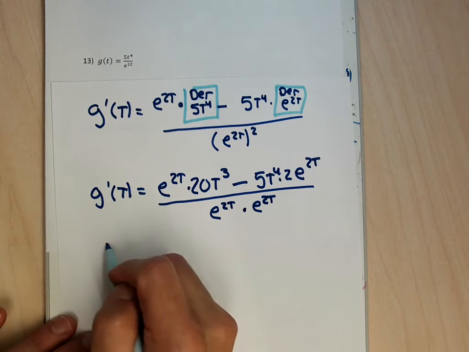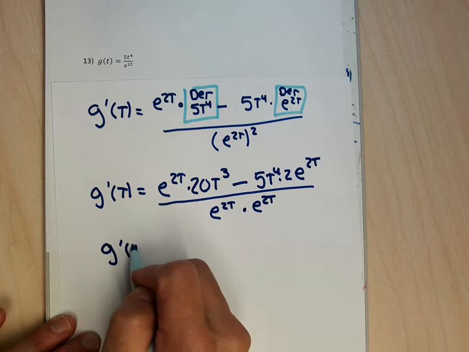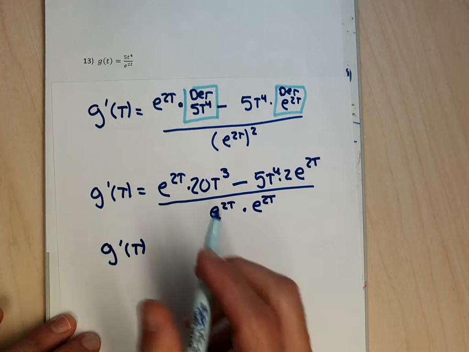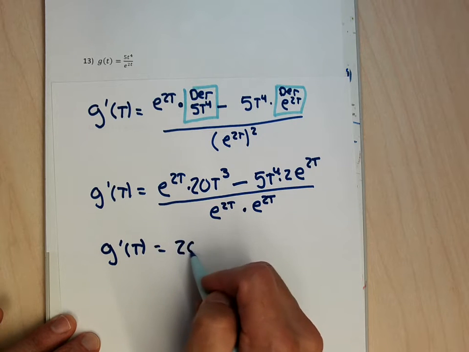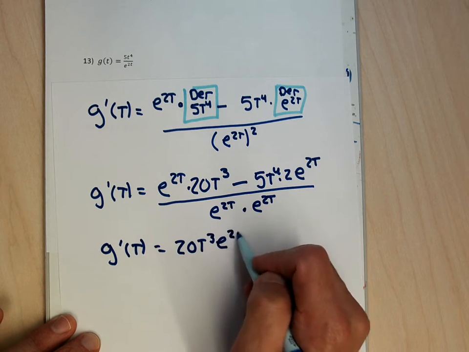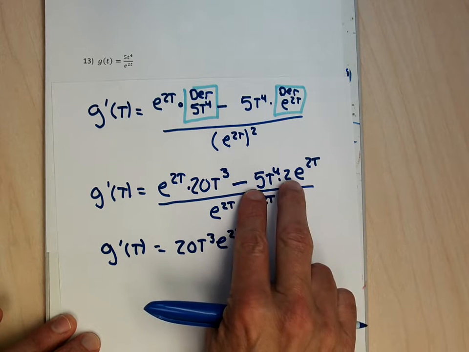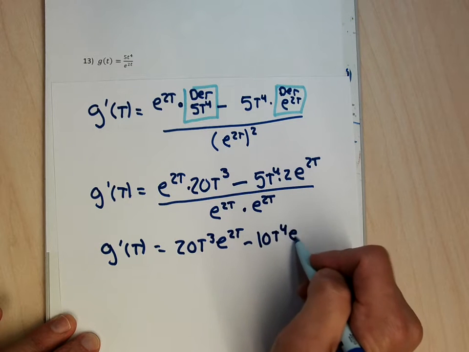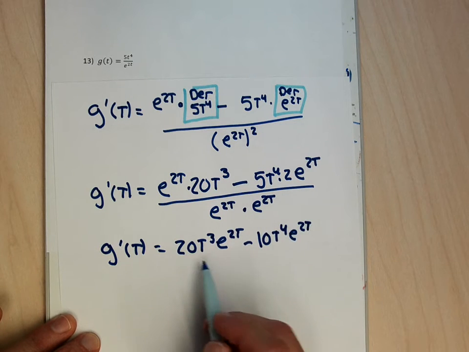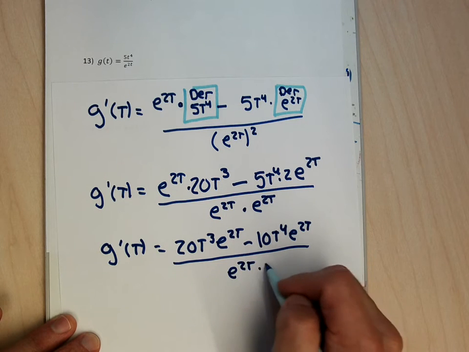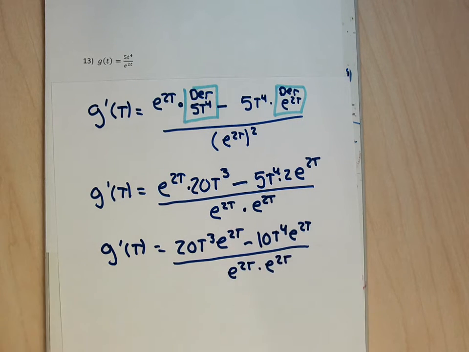Let me write this a little bit better before I get into canceling. Specifically, this looks weird to me having the e second, so I'm going to write the e first. Second, it looks weird having the e first, I'm going to write the e second. And in this middle piece, I'm going to multiply the 5 and the 2, and get minus 10t to the 4th times e to the 2t. And I'm going to leave the denominator alone for a second.